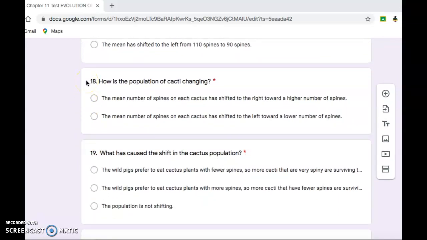Number 18. How is the population of cacti changing? The mean number of spines on each cactus has shifted to the right towards a higher number of spines, or the mean number of spines on each cactus has shifted to the left towards a lower number of spines.